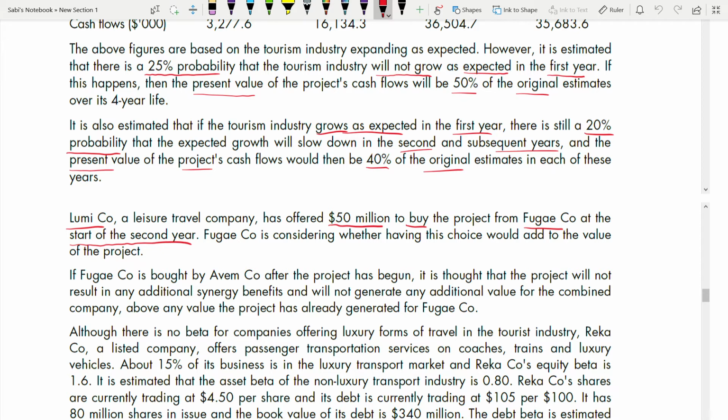Fugai is considering whether having this choice would add to the value of the project. If Fugai is bought by Avem after the project has begun, it is thought that the project will not result in any additional synergy benefits and will not generate any additional value for the combined company above any value the project has already generated for Fugai. So you don't have to worry about the synergy and anything at all.